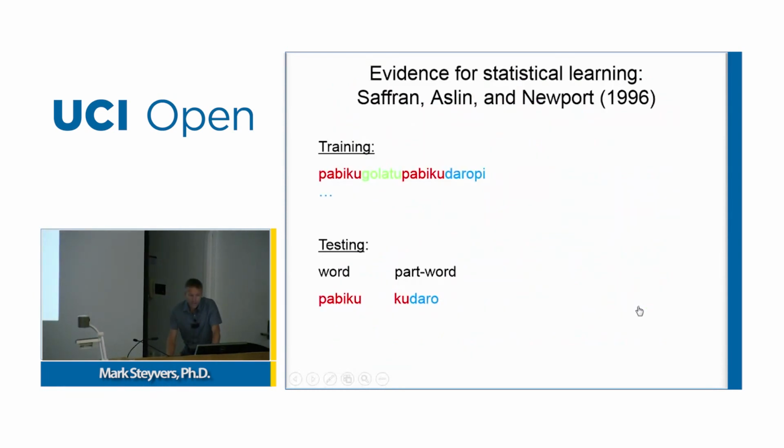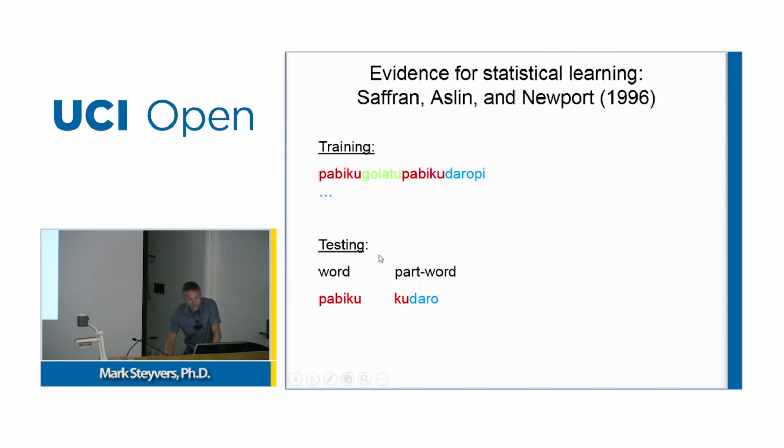In this seminal study by Saffran, Aslin, and Newport, there was just 2 minutes of exposure to this artificial language with these words, and there were no prosodic cues here, no other cues that could potentially be used to learn words. This is just random words stuck together.